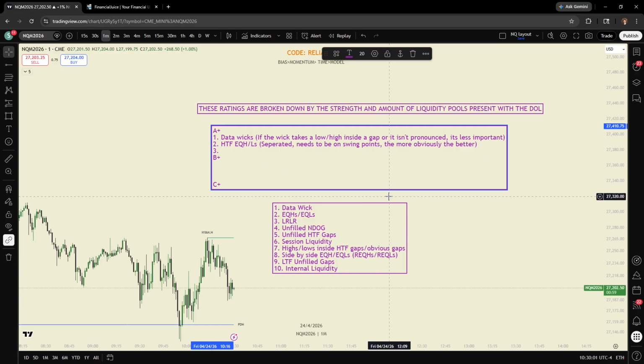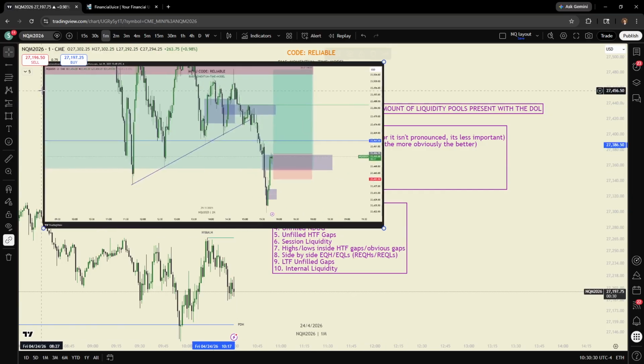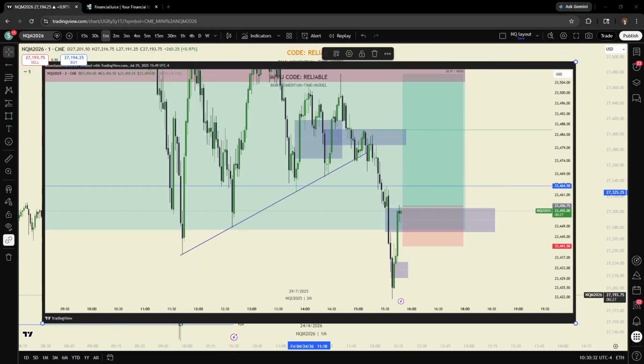Number 3 is LRLR, right? Needs to be separated, right? Algorithmic. So think trend line. And the best example that I can give for it, since we're all visual learners here, is this. This is A plus trend line liquidity, LRLR liquidity, right?